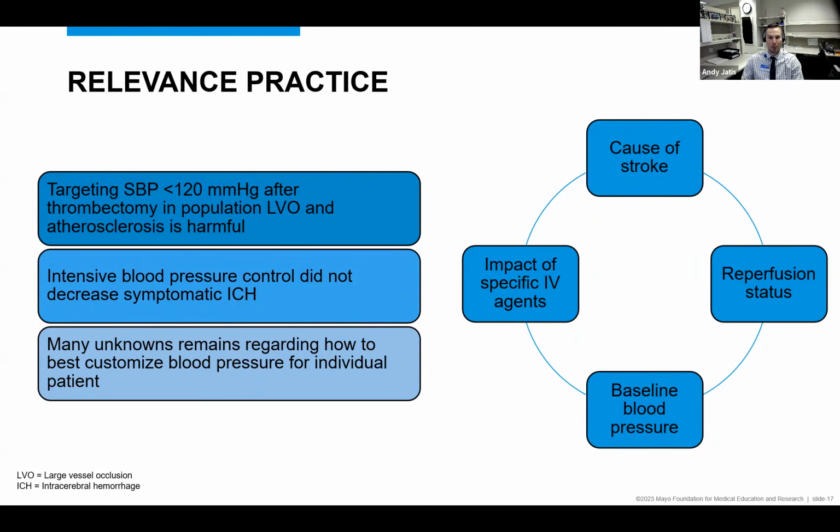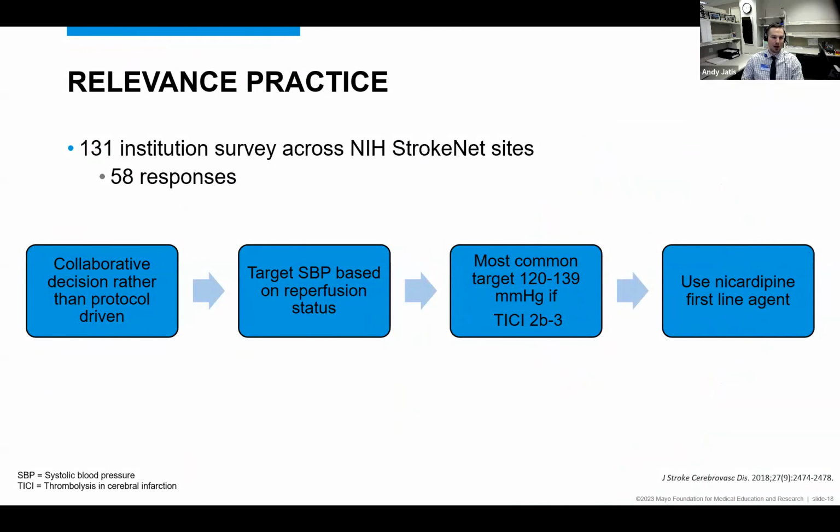When looking at our relevance in practice, I do think this is an interesting survey that I just wanted to mention. When 131 sites were surveyed, 58 of them actually responded. And what we saw is that a lot of the time the decision is being made in a collaborative manner between our neuro ICU intensivists and their neurointerventionalist colleagues to help determine this best goal. And with this, they're setting a target systolic blood pressure really dependent on reperfusion status most commonly in practice.